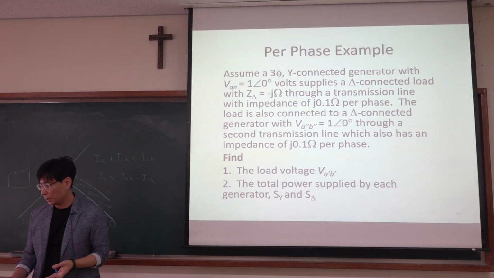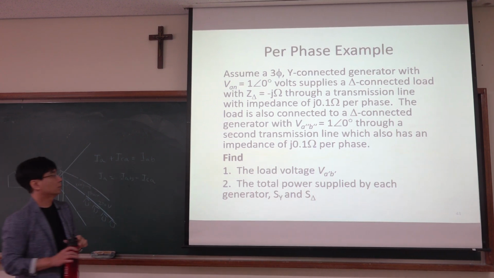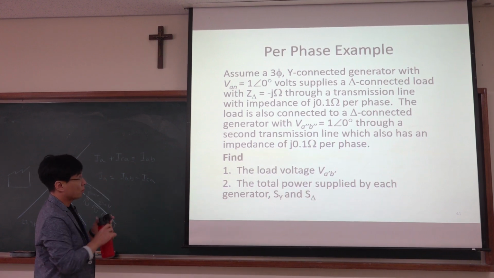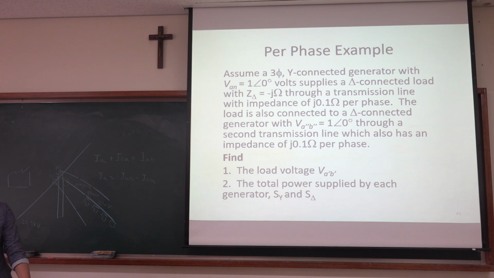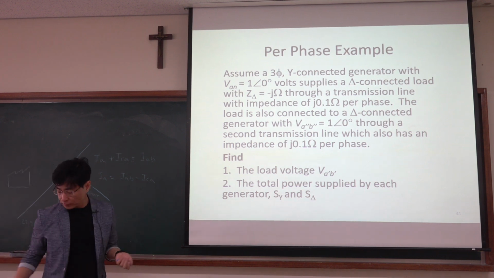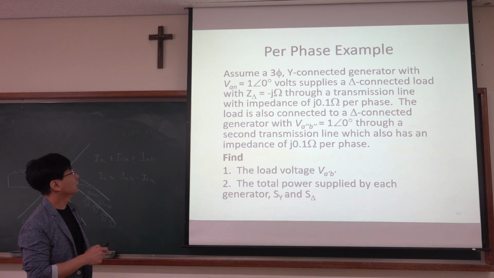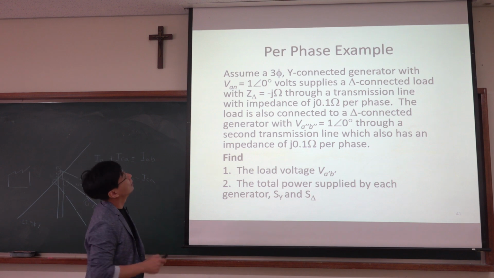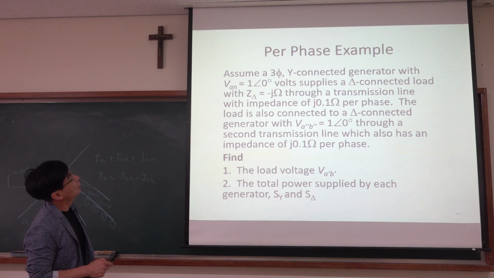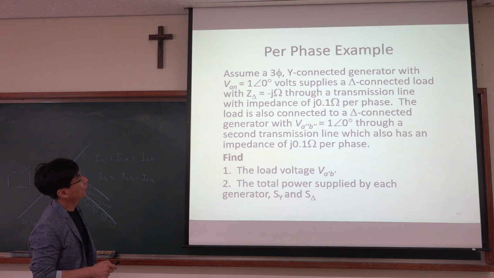And let's see examples about per phase analysis. Here, assume a 3-phase Y-connected generator with VAN of 1 volt, normalized, at 0 degrees, supplies a delta connected load. The impedance is minus j ohm, through a transmission line with impedance of j0.1 ohm per phase.